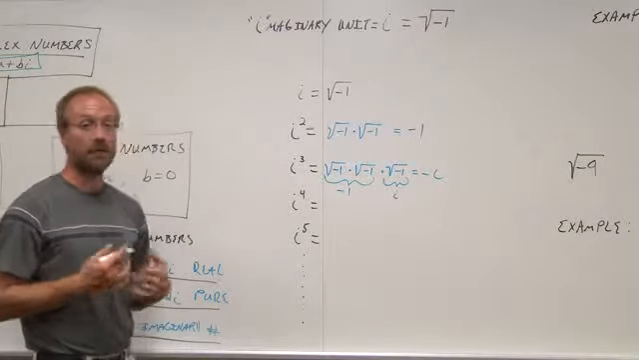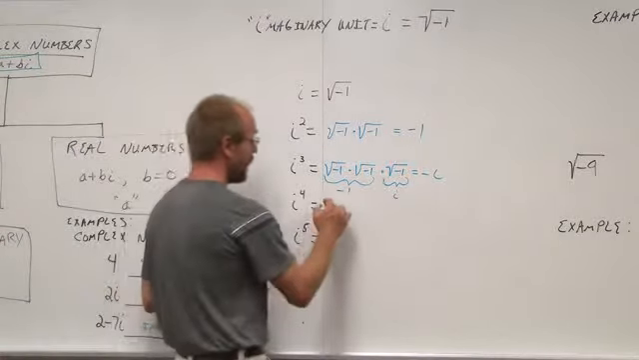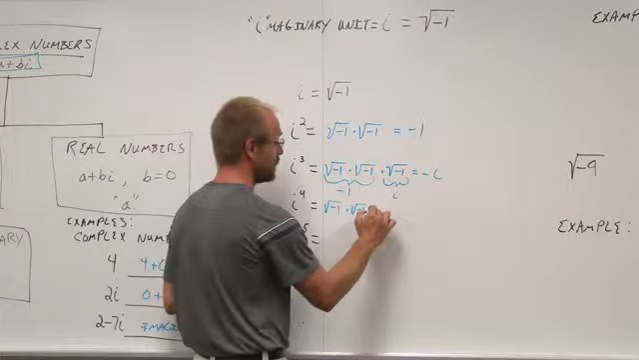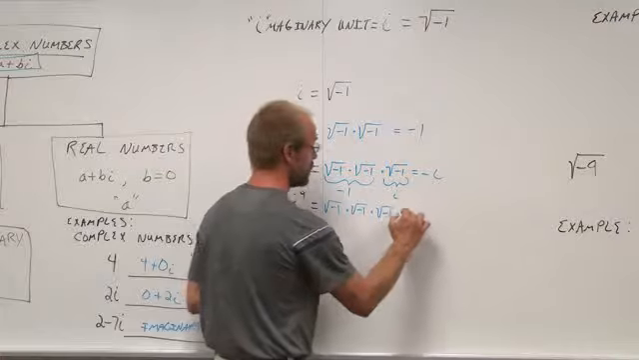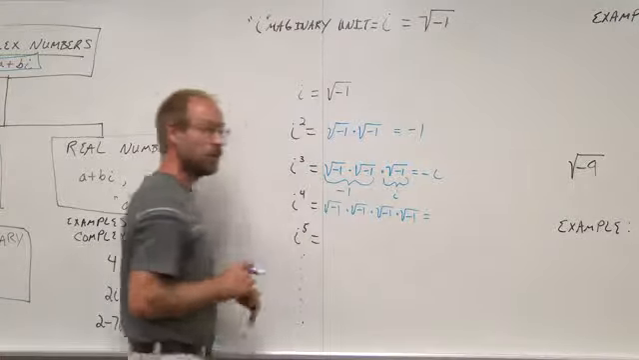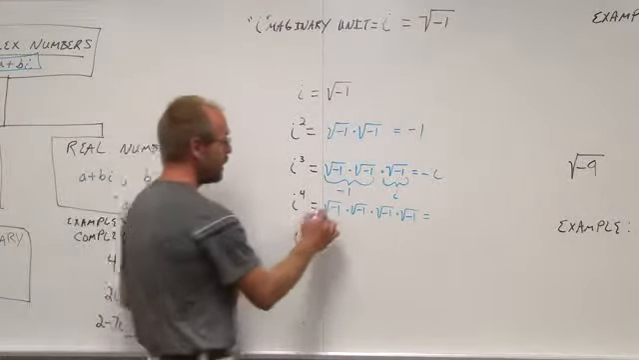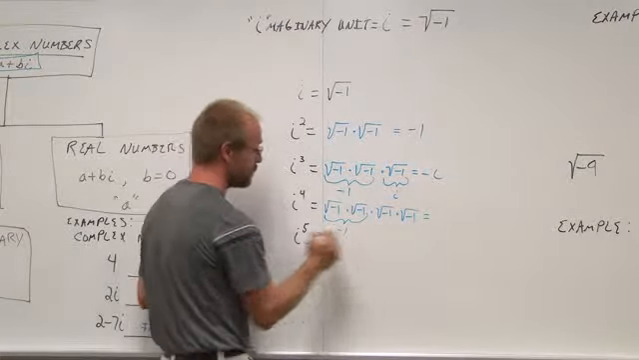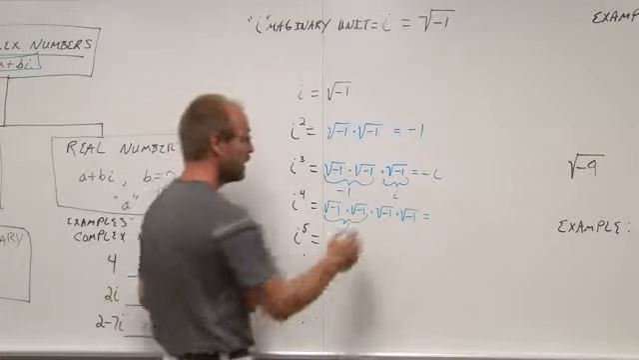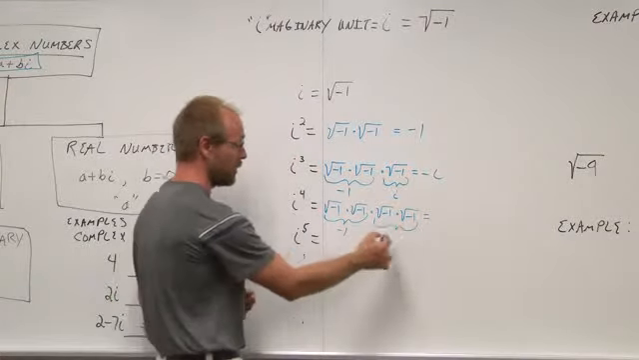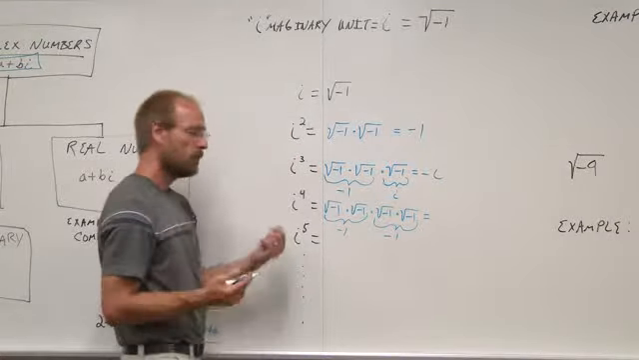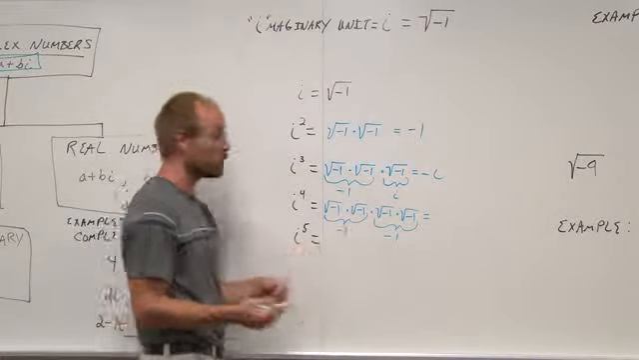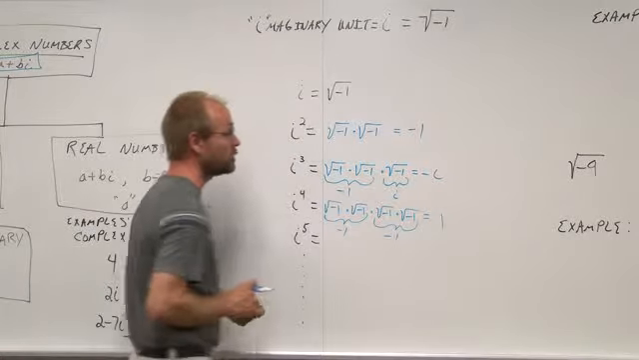And now let's look at i to the 4th. Well, i to the 4th is the square root of negative 1 times the square root of negative 1 times the square root of negative 1 times the square root of negative 1. Let's assess this for a moment. If we recall i squared, here's 2 units of i being multiplied together. That's negative 1. Here's 2 units of i being multiplied together. That's negative 1. Well, negative 1 times negative 1, a negative times a negative is a positive. 1 times 1 is just 1.